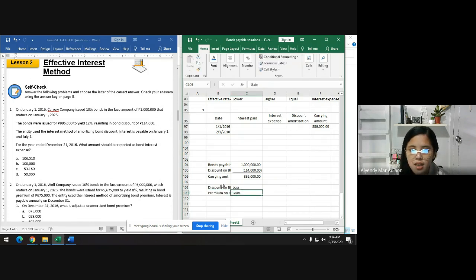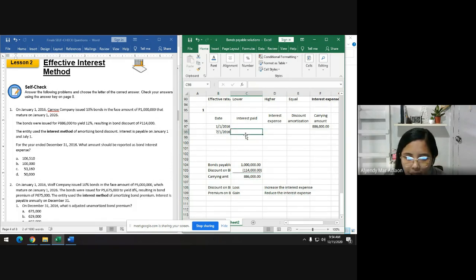Why? Because the discount on bonds payable will, upon amortization, be added to the interest expense. So this will increase the interest expense. While the premium is a gain on our part because it will reduce the interest expense. So in this problem, we will see if the theory holds.